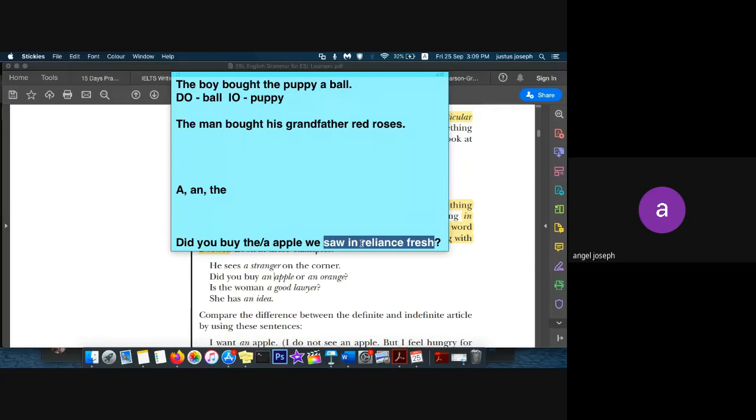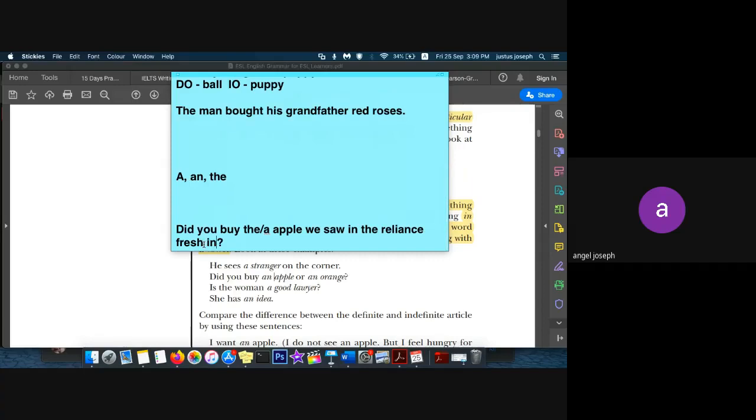Did we define Reliance Fresh? Which Reliance Fresh? Kalamachery, New Delhi, Bombay, Bangalore. Which Reliance Fresh? Did we define that? No. So do we need to put the before it? No. Okay. So let's define Reliance Fresh also.